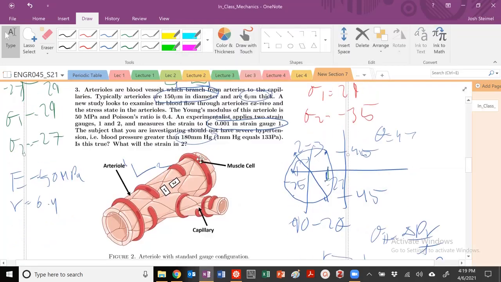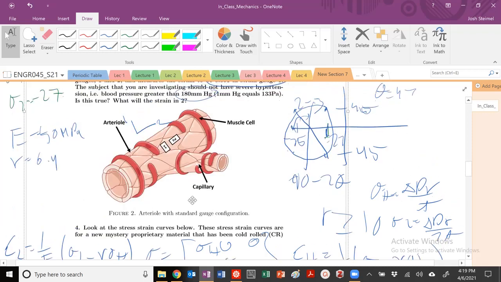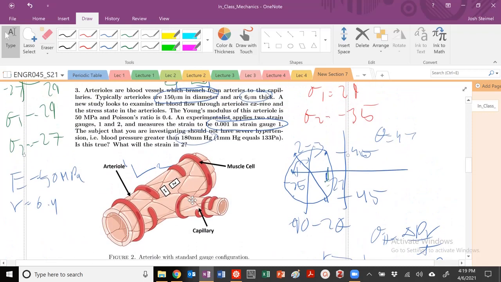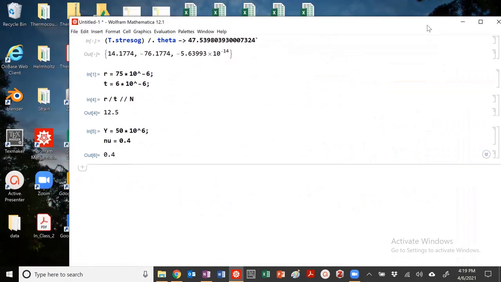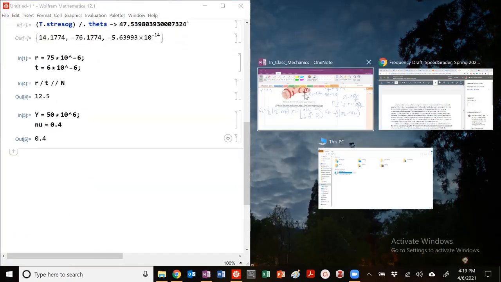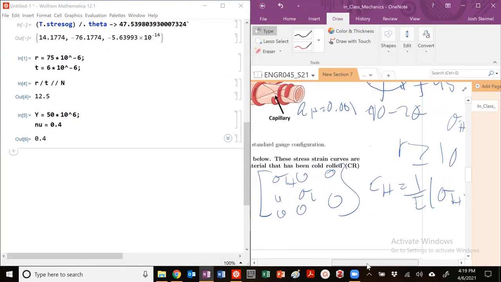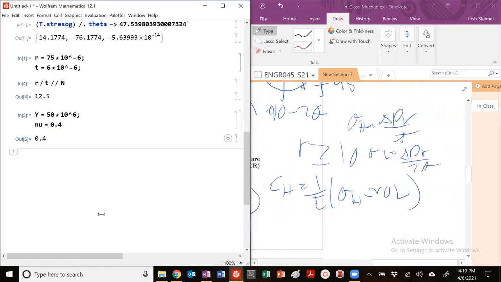What I don't know in this problem is delta P. I also have the information that the strain in my strain gauge 1, which is my hoop strain, is equal to 0.001. So with this equation, I can solve for my delta P. Let's bring this over here. I'm going to scroll over here. I know that my epsilon H is equal to 0.001.